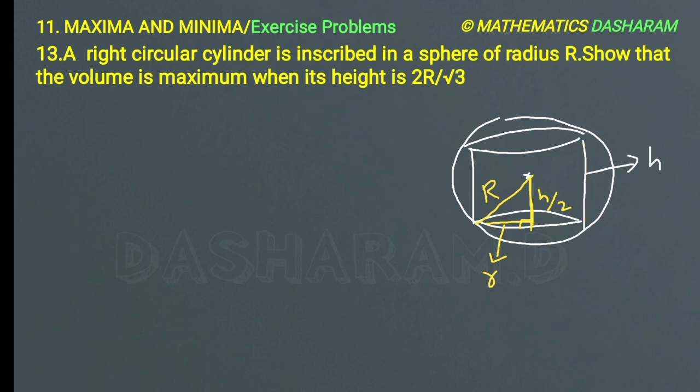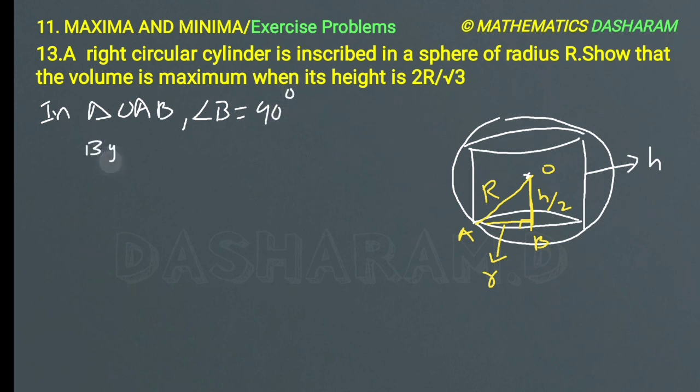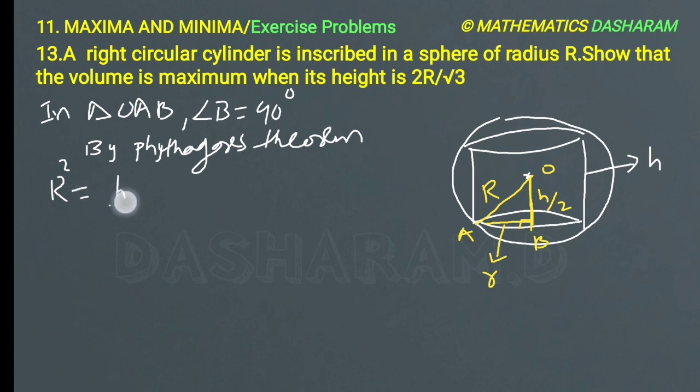Okay, next here the center is O, and here is A and this is B. Now in triangle OAB, angle B equals 90 degrees. So apply the Pythagoras theorem. By Pythagoras theorem, hypotenuse capital R square equals (h by 2) whole square plus small r square.